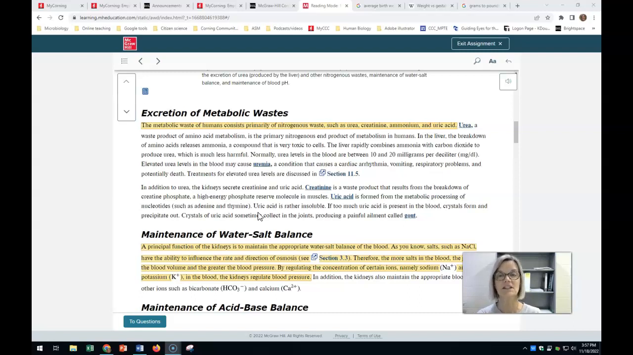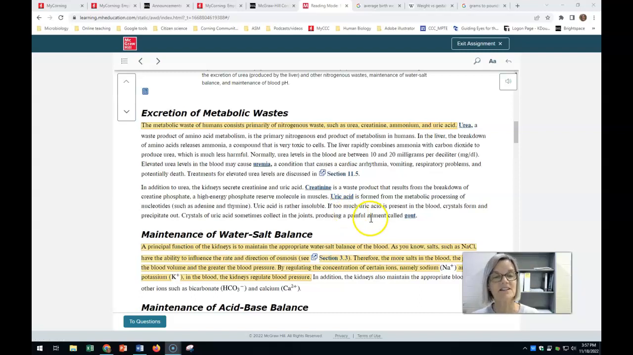You remember we talked a little bit about ATP. Well, sometimes the energy in ATP is stored as creatine phosphate in our muscles. And when we break that down, we generate this stuff called creatinine, and that needs to be removed from our blood. And then the last nitrogenous waste I wanted to mention is uric acid.